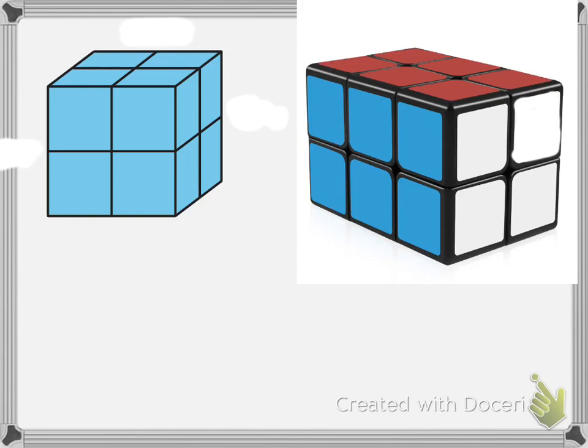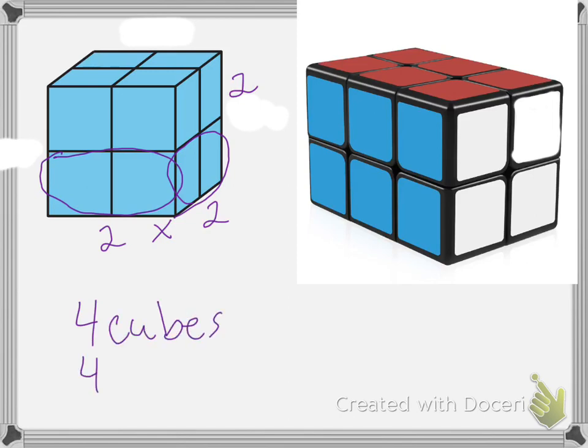So if I look at my first row here at the bottom, it has 2 cubes in a row, and there are 2 rows. So that would be a 2 by 2 array. And if I added another layer of cubes, that would be another layer of 2 by 2 cubes. So if the first layer has 2 times 2, so that's 4 cubes in it, and my second layer also has 4 cubes, then the total volume is going to equal 8 cubes.